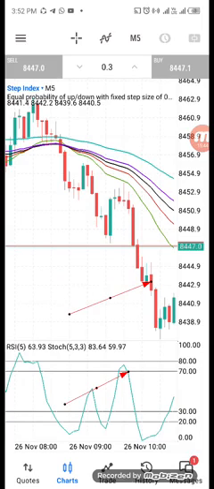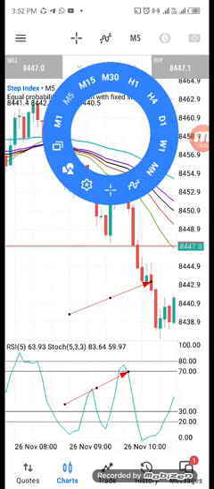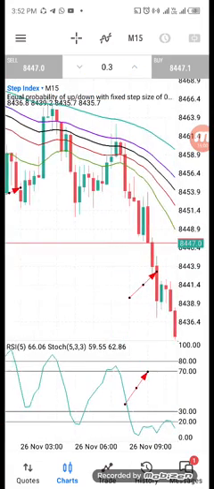Now, as you are checking the 5 minutes time frame, you should also be checking the 15-minute time frame, because you may not get signals on the 5 minute time frame at times. And if you switch over to the 15-minute time frame, you may get a signal there. Let's take the 15-minute time frame. Now, this is the 15-minute time frame.